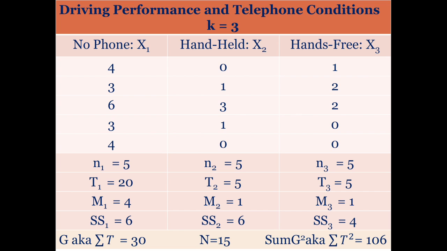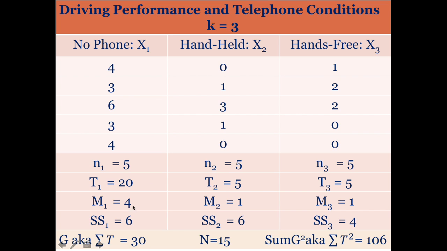Okay, here's all the data. So we have again a no cell phone condition right here in this column, and again, we have 5 people. We have one person who scored a 4, and then a 3, and a 6, and a 3, and a 4. So our total for this column is 20. And I'm going to do that for each one of the groups. Again, I have 5 and 5. I'm going to add up the raw scores, 0, 1, 3, 1, 0. That gives me a raw score total of 5, right?